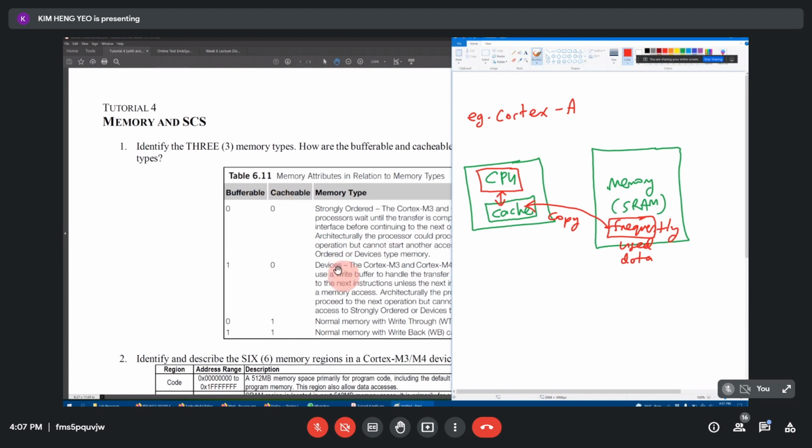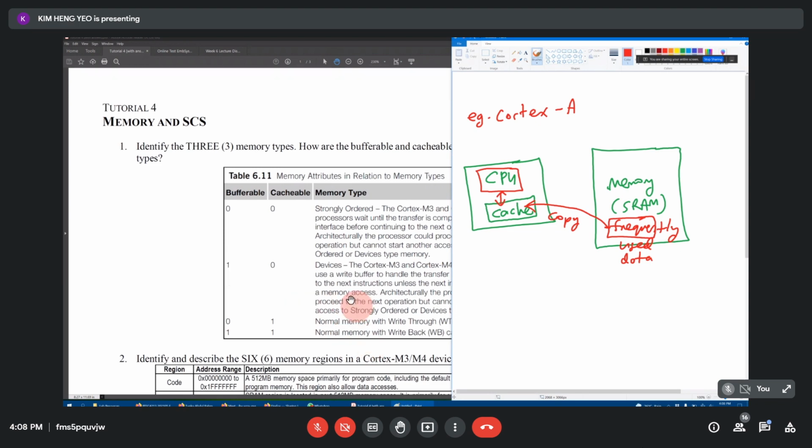Okay. Same with devices. Devices are your microcontroller peripherals. So your microcontroller peripherals also cannot be cached, but they can be buffered, right? They can be buffered because the sequence may not be important. Strongly ordered, the sequence is important. That's why it cannot be buffered. But peripherals, maybe the sequence is not so important, so you can buffer, right?